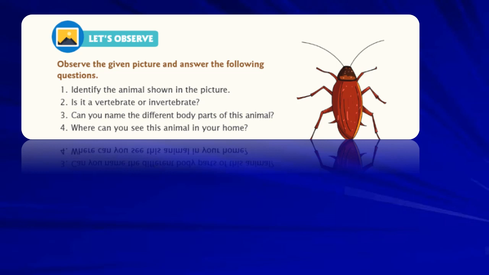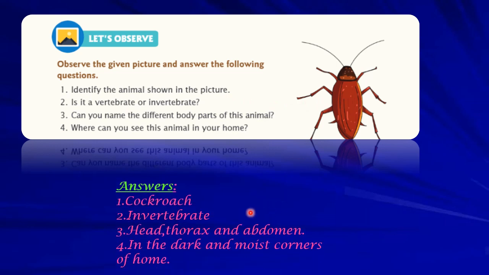Now, the first question is, there is a picture given here. It's an insect. Identify the animal shown in the picture. So what is the name of the animal? Let's discuss the answer. Yes, cockroach.